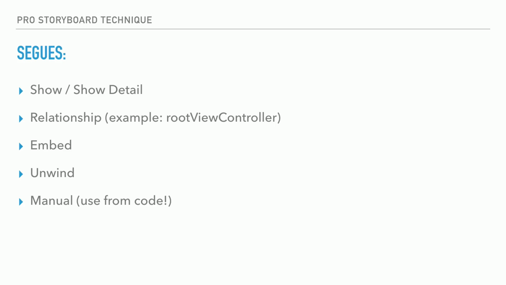Why? So segues, first off, there's the show segues, there's relationship segues, for your root view controller, and a navigation controller, or tab bar controllers. There's the embed controller, so if you're using child view controllers, you can do that with a segue. How many people have done that before? Cool. If you're doing child view controllers in code, I really strongly encourage you to look at this approach. It's very much easier. How many people have used an unwind segue? Not very many. Cool.